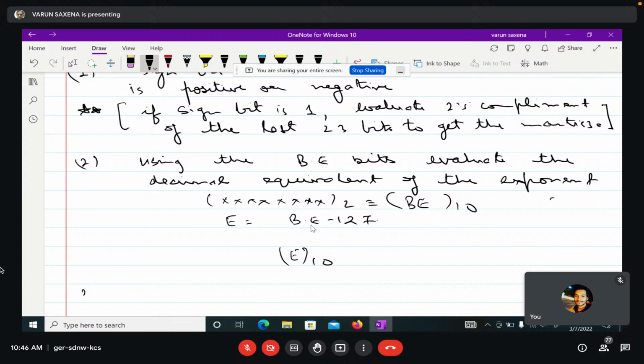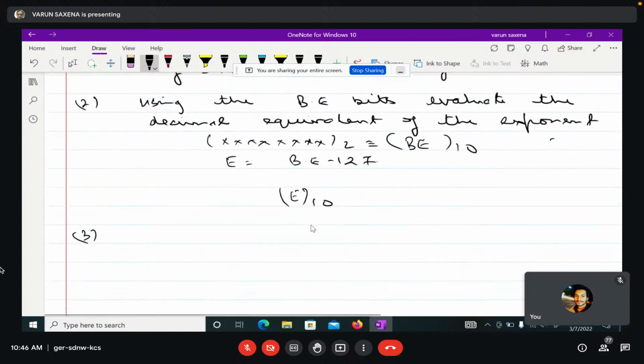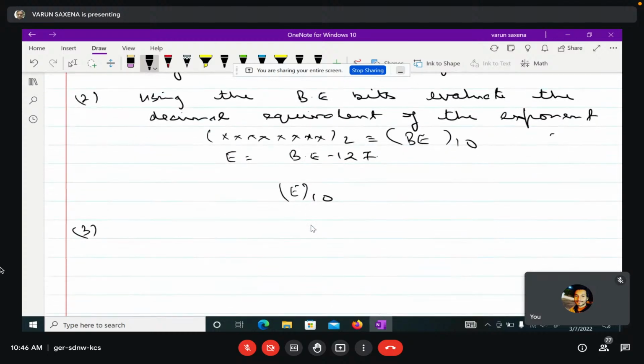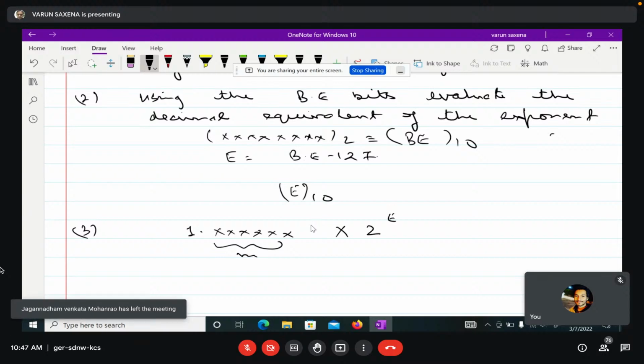Then the third thing is, you will write it in scientific notation as before. So that was basically 1 point, x, x, x, x, x, x, so this was your mantissa, all multiplied by 2 to the power of the exponent. Right, so these are bit patterns, these are the bit pattern of the mantissa.